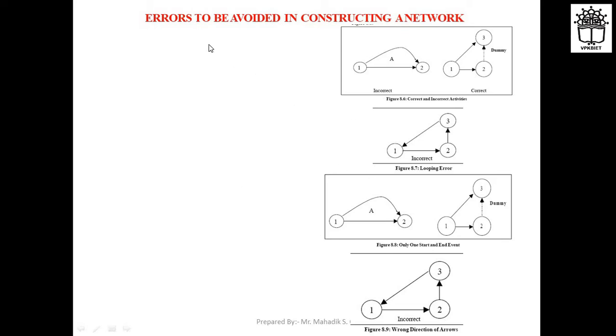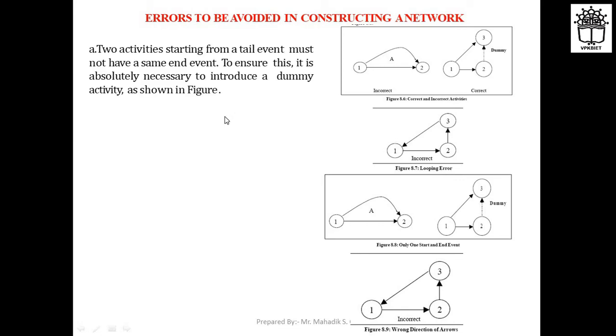These are actually errors to be avoided in constructing the network diagram. When you construct a network diagram, you should take care of this and avoid these errors. First, two activities starting from a tail event must not have the same end event. That means two activities starting from a single tail event should not end at the same end event. To ensure this, it is absolutely necessary to introduce a dummy activity in that case.